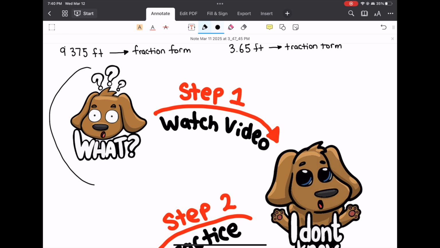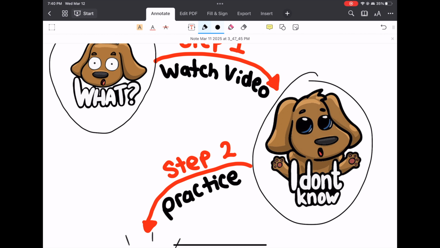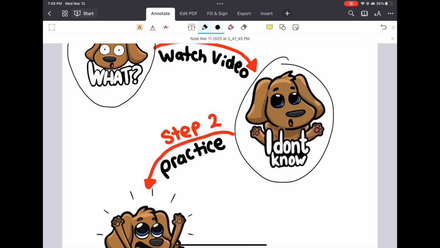If you're like this little guy right here and you don't know what to do, first thing, watch the video. After the video, you might still not know what to do. So if watching it once doesn't help, try watching it twice. And if watching it twice doesn't work, try watching it 3 times. If 3 times still doesn't work, maybe it's me. Ask questions. Put questions in the comments and I'll try my best to answer them. But for most people, you should be able to get it after the first or second try.